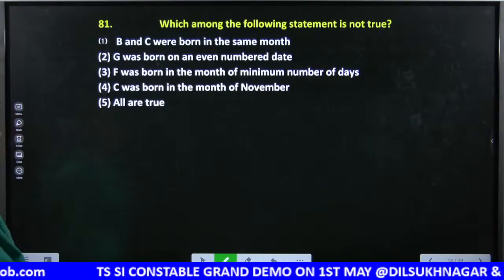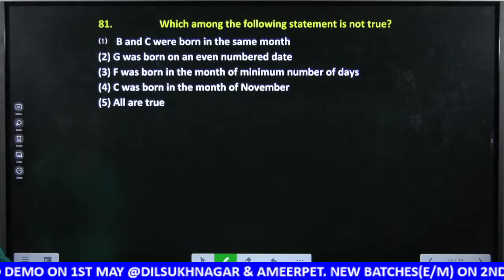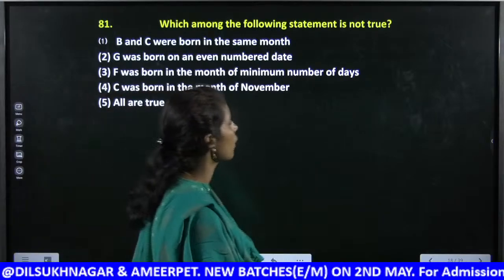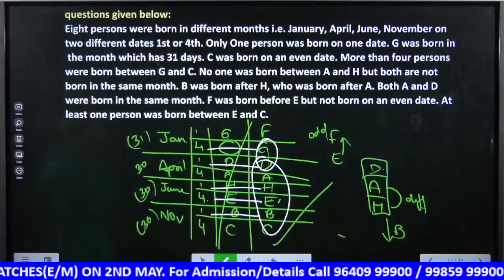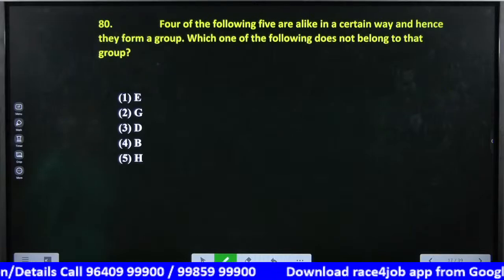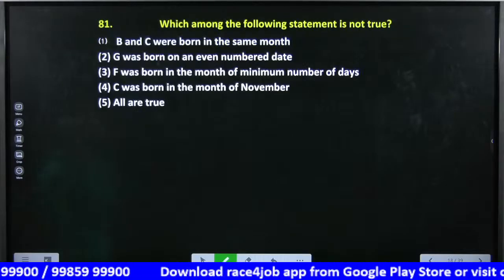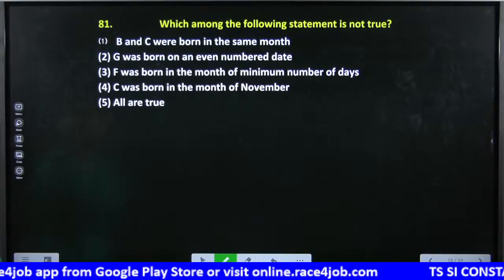Right. Yes, Divya, Supriya, yes, it is G. Which of the following statements is not true? B and C were born in the same month. Yes, they are born in the same month. G was born on an even date. Yes, it is an even date.